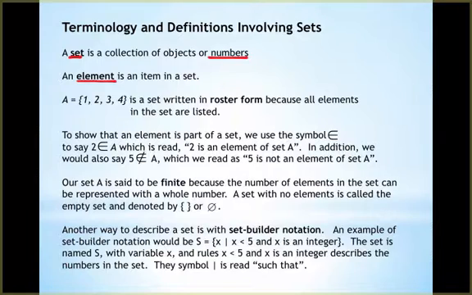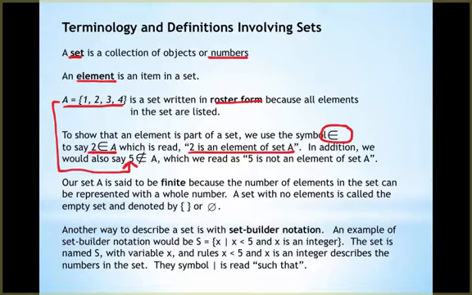So if we have our set written as this, A equals the set 1, 2, 3, 4, then we call that roster form because all of the elements in the set are listed. So if you list all the elements out, then you're in roster form. Now, to show that an element is part of a set, we use this symbol that's read is an element of. So if I write 2 is an element of A, that's the way that's written, and of course this is the way we would read it. 2 is an element of A. In addition, we would say, if we have this set A, that 5 is not an element of A because it is not in our set.